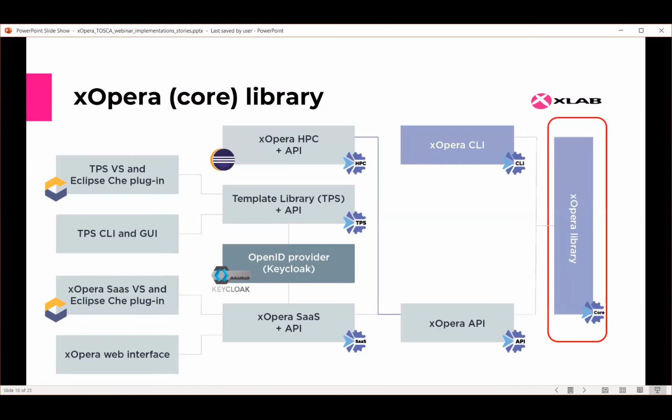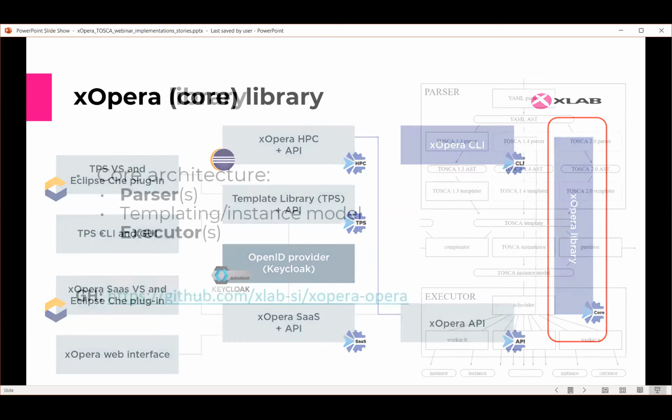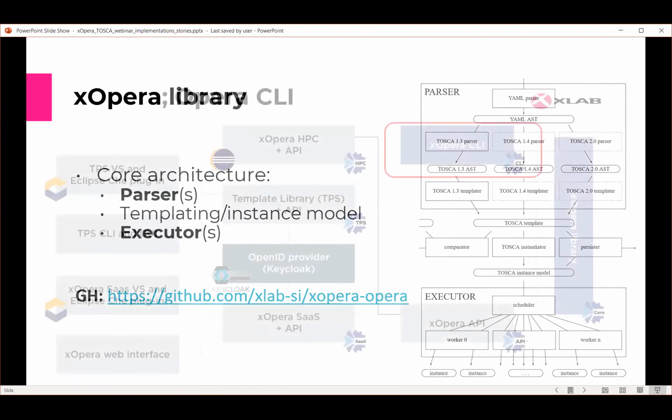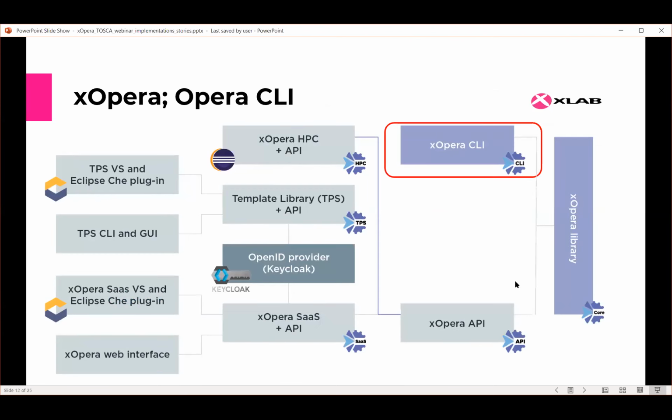So first, this is kind of our architecture and how the toolset are connected together. And the rightmost here right now, I present the core. So core is the part where the orchestrator parses your TOSCA template, prepares the instance model, and executes the deployment and configuration. And then going forward, I present the CLI.